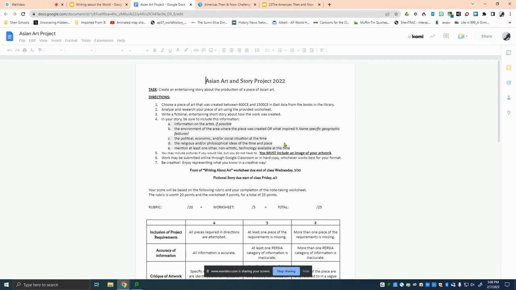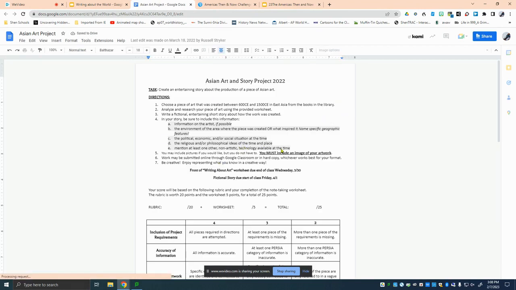So what we ask them to do is to basically find a piece of art and then write a fictional story about the creation of that piece of art. However, while they're writing that fictional story, they must use historically accurate information. So they must contextualize the piece in the time period it existed. So if their piece of art is from the Tang Dynasty, then they have to research the environment of the area, the political, economic, and social situation of it.